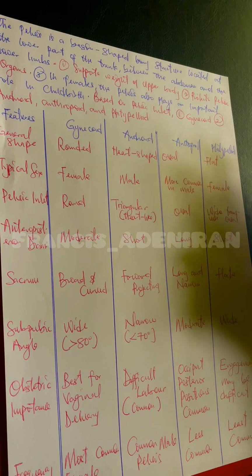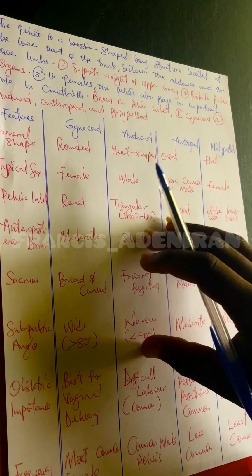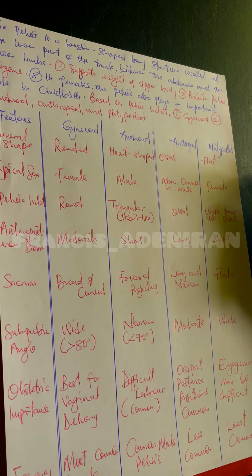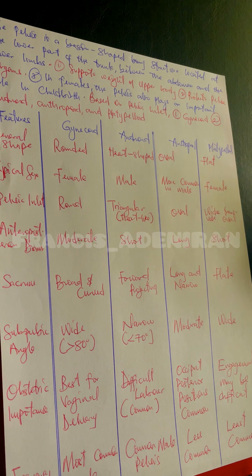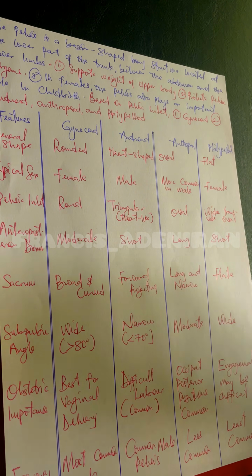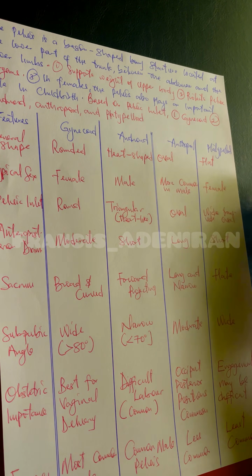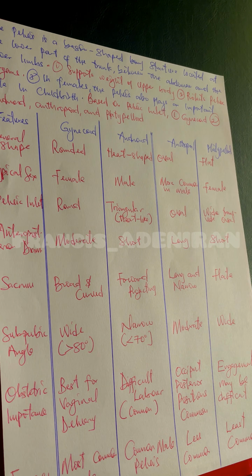In today's teaching, we're going to be discussing the pelvis, but more specifically the types of pelvis and their differences. So the pelvis is a basin-shaped bony structure that is located at the lower part of the trunk between the abdomen and the lower limbs. And their main function is to support the weight of the upper body and also to protect pelvic organs. And in females, the pelvis also plays an important role in childbirth.